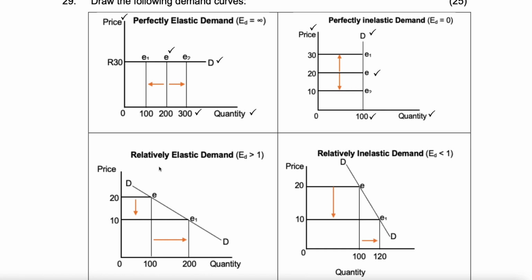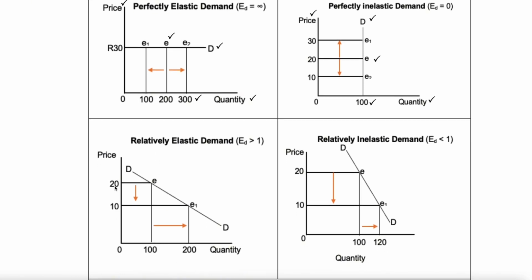But what does it mean though? It means that if price goes down by this percentage, check this gap and compare it with this. Look at this arrow and compare it with this arrow. This arrow is bigger, so this is responsive, so it's elastic. Now, the same applies.